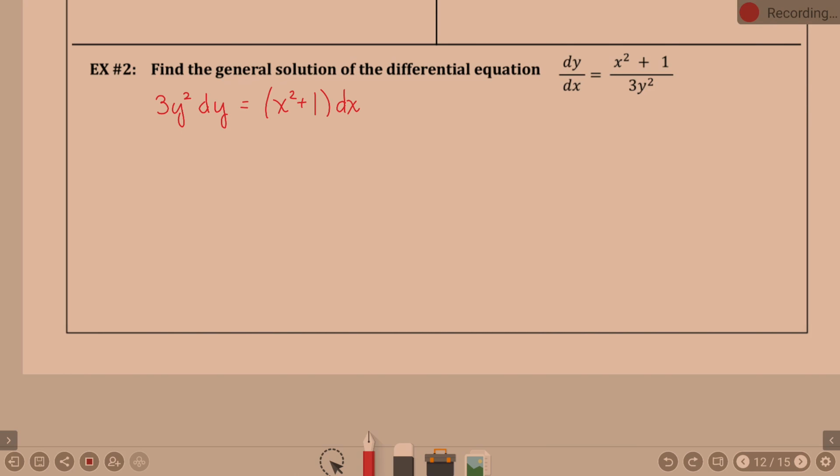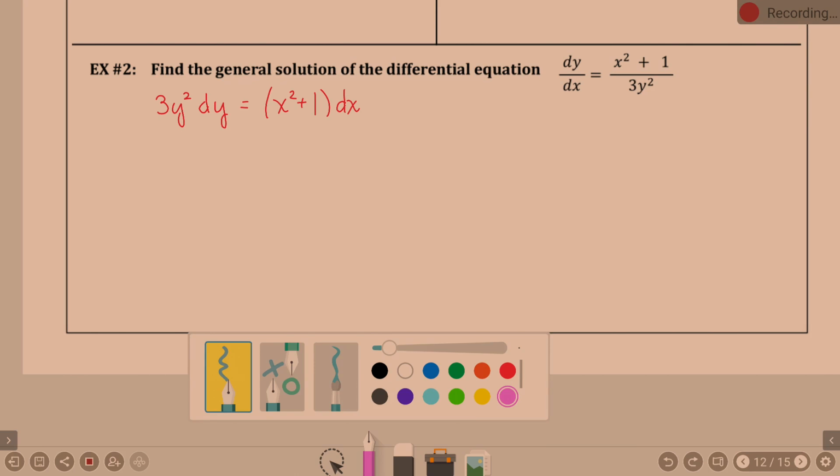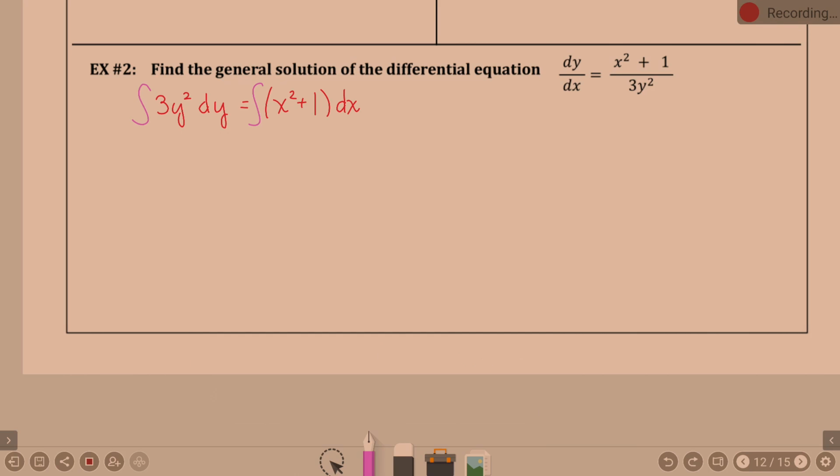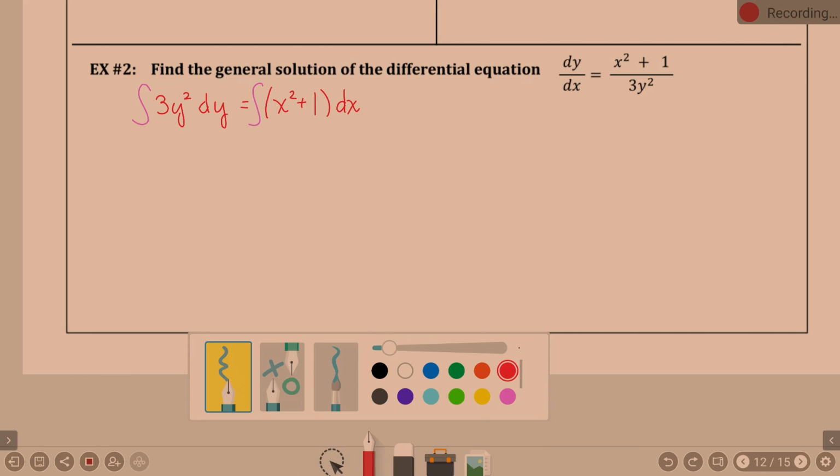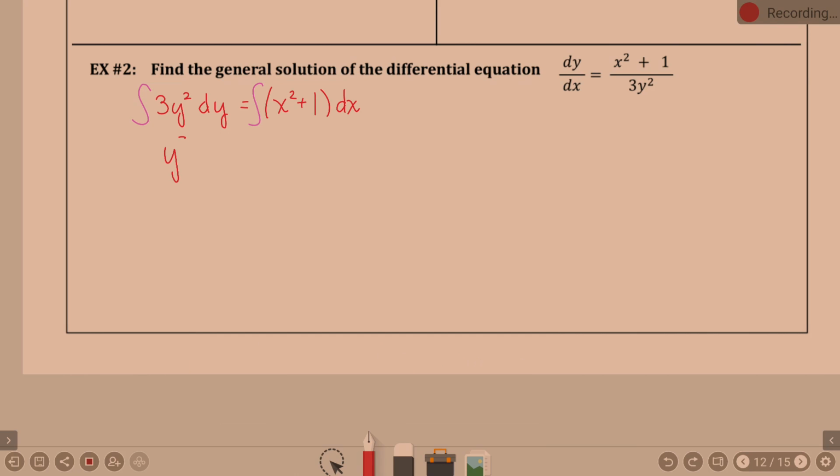Integrate. Y cubed equals 1/3 x cubed plus x, and c.